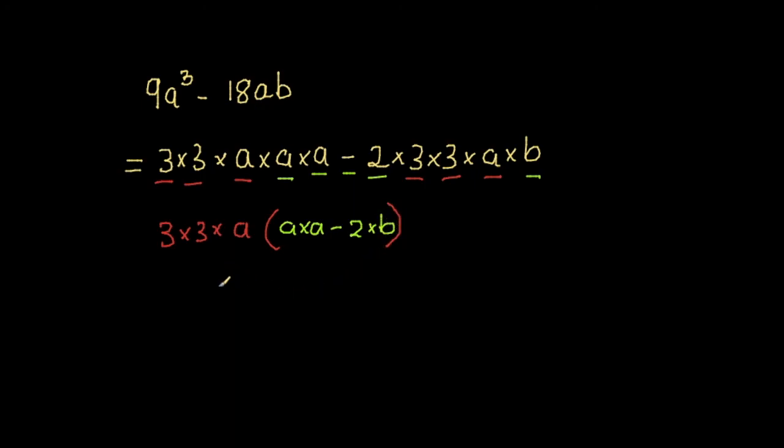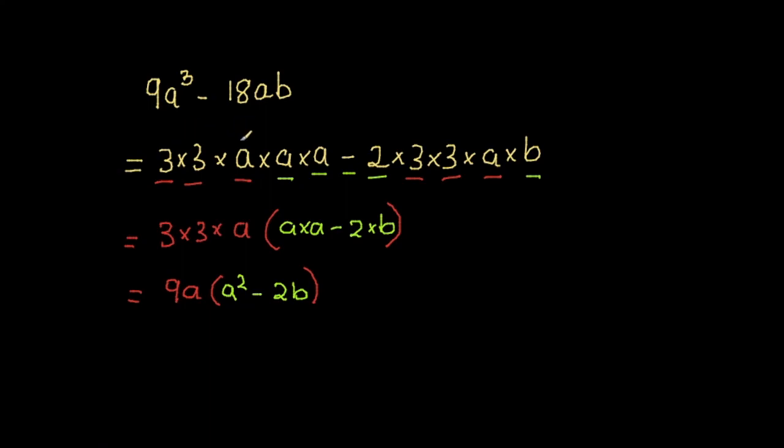Now let's simplify this further. This is equal to 3 times 3 times a, which is 9a. We open up those brackets again, and a times a is a squared, minus 2 times b is just 2b. And that's it. We're done. We factorized this thing over here.